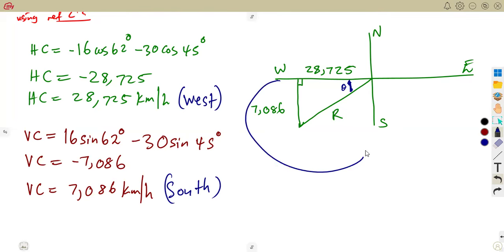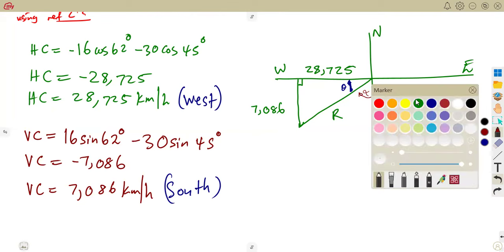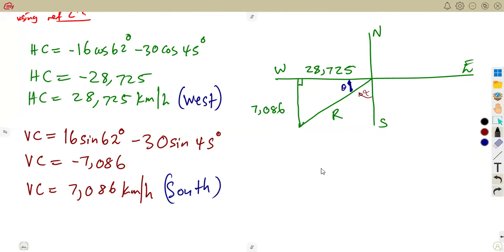From west to what? To south. Or you can use the alpha from south going to the west. You can call this one alpha. It is up to you. All right, just like that, guys. You're done. Just like that. So that is it. Let's calculate our resultant.